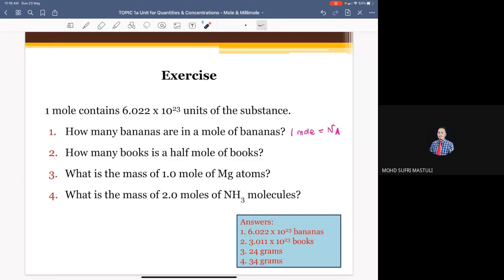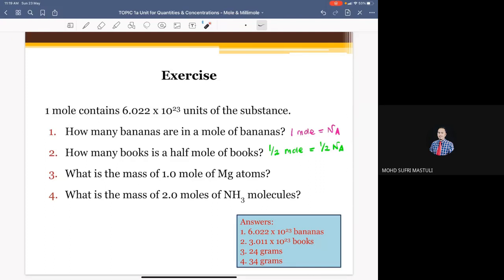If the question asks how many books are in a half mole of books, half mole means half the Avogadro number. This is why a half mole of books contains 3.011 times 10 to the power 23 books.